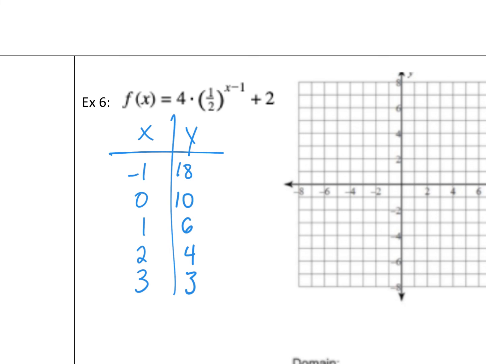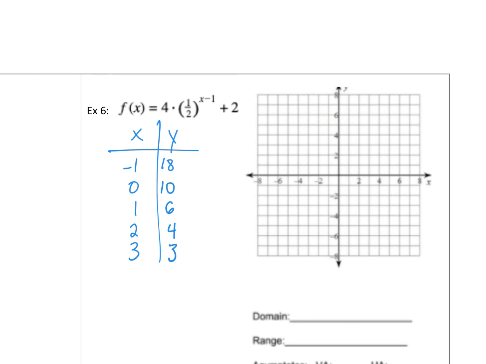Anybody not get that? Okay, now we just go ahead and plot these points. The (-1, 18) is going to be way up here, so I'm not even going to worry about that one. Okay, so now I've got these points right here.